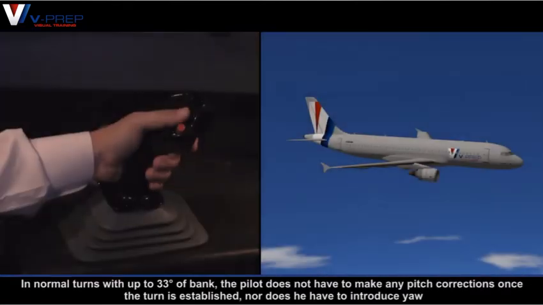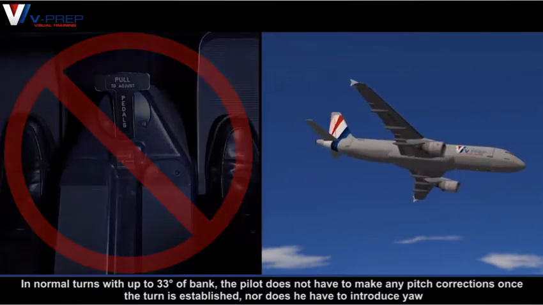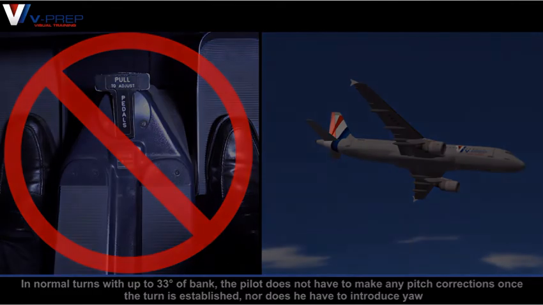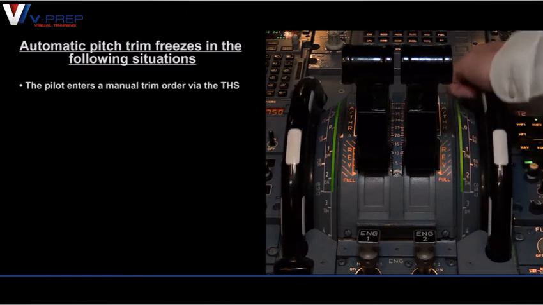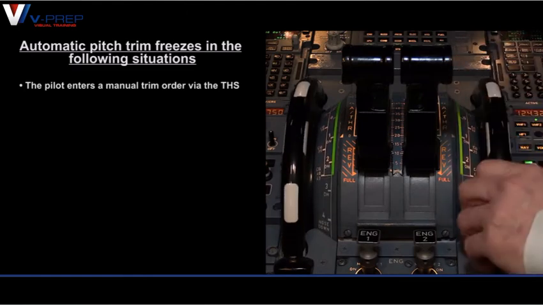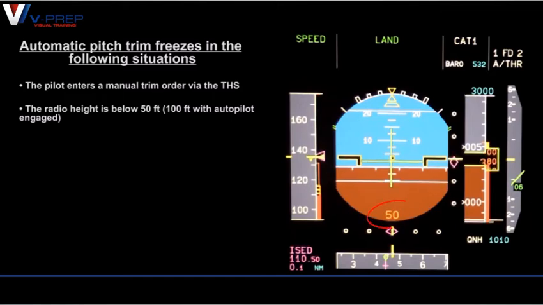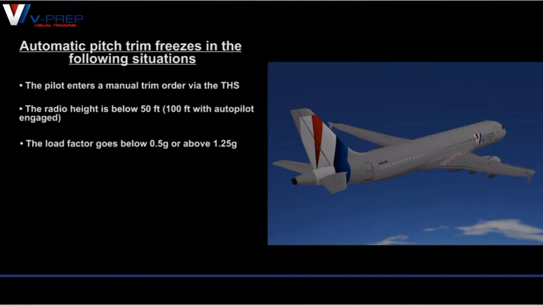In normal turns with up to 33 degrees of bank, the pilot does not have to make any pitch corrections once the turn is established, nor does he have to introduce yaw. Automatic pitch trim freezes in the following situations. The pilot enters a manual trim order via the THS. The radio height is below 50 feet, 100 feet with autopilot engaged. The load factor goes below 0.5 G or above 1.25 G.